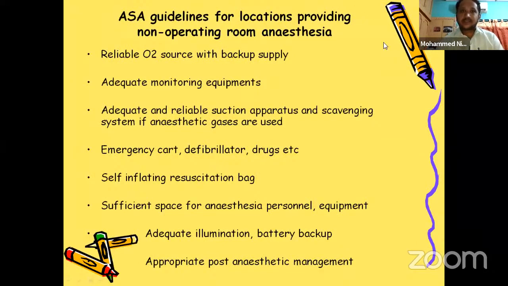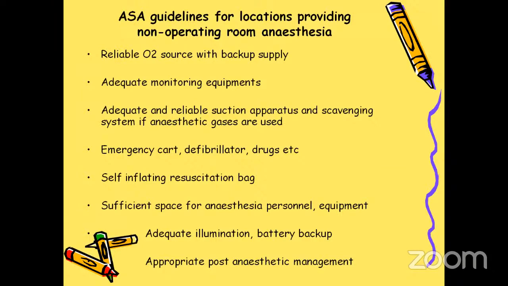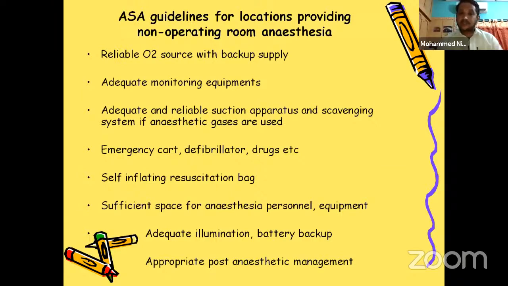Now, what are the ASA guidelines for these places where non-operating room anesthesia is performed? Usually there should be a reliable oxygen source with backup supply, adequate monitoring equipment, adequate and reliable suction apparatus and scavenging system if anesthetic gases are used, an emergency cart with all the emergency drugs, a defibrillator, a self-inflating resuscitation bag, the AMBU bag, and sufficient space for anesthesia personnel and for the equipment. This place should also have adequate illumination, battery backup, and appropriate post-anesthetic management as I already described.